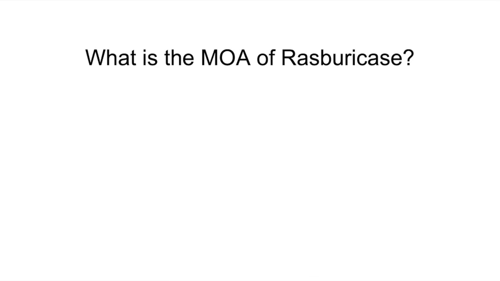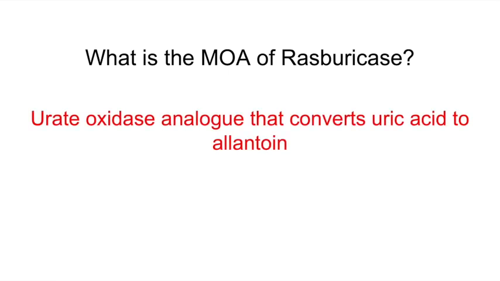What is the mechanism of action of rasburicase? It is a urate oxidase analog that converts uric acid to allantoin. So even after receiving uric acid reducing therapy, patients who are receiving chemotherapy may still develop acute kidney injury due to renal tubular obstruction and direct cellular injury.